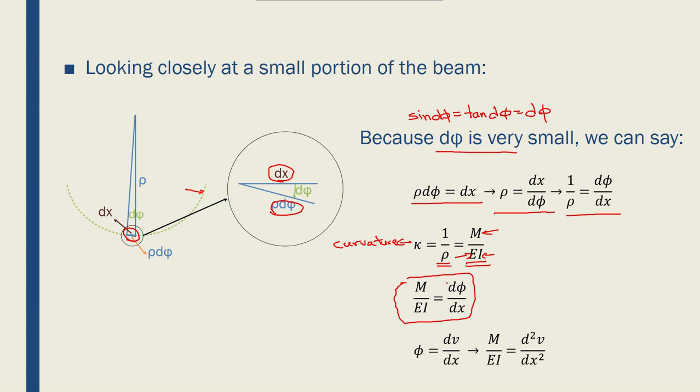We also know that phi, the angle of rotation, is equal to dv over dx. v is displacement in the y direction. And x, again, is the distance along the length of the beam. So we end up with this equation. M over EI is equal to d2v over dx squared.